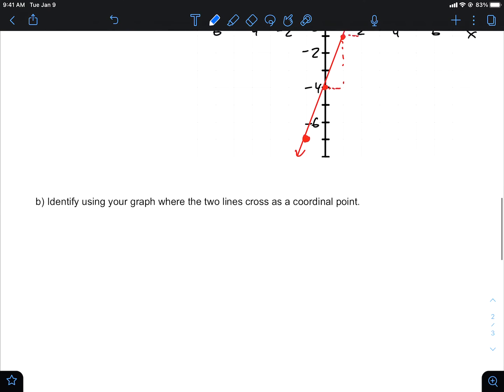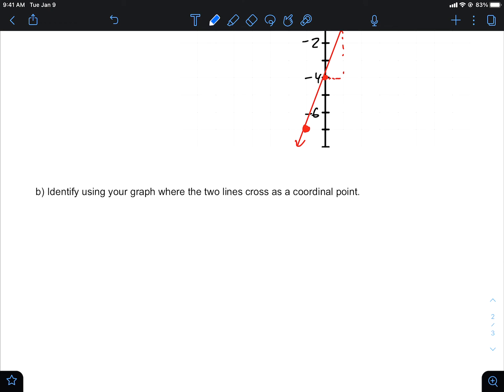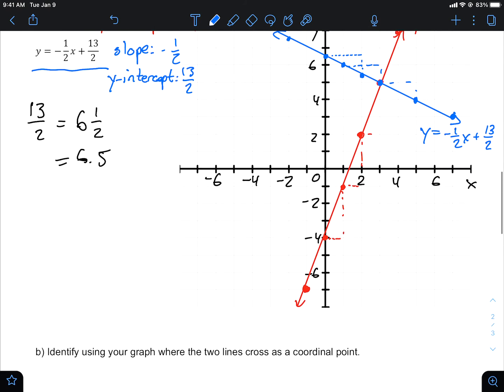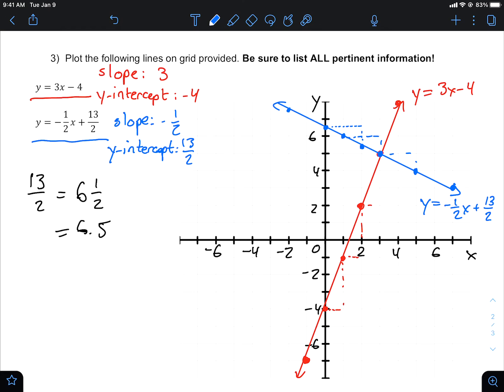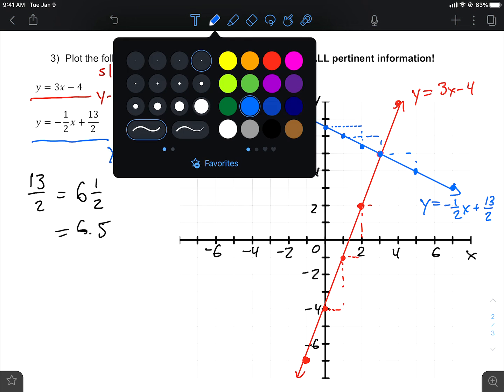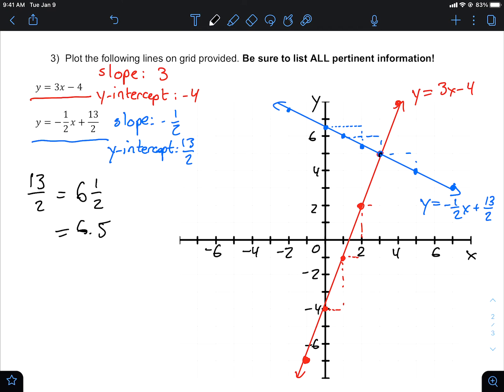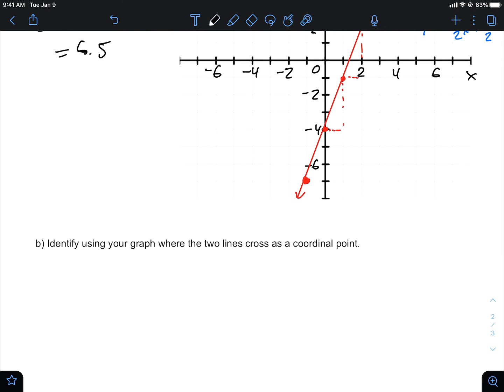Awesome. So that just leaves part B, which is identify using your graph where the two lines cross as a coordinate point. If we look at our graph, we can see that there's one point where they both have the same value, and that's right here. At this point, the lines cross over, and we call this the solution of these two lines. This is when they're equivalent to each other. So the two lines cross at the point.